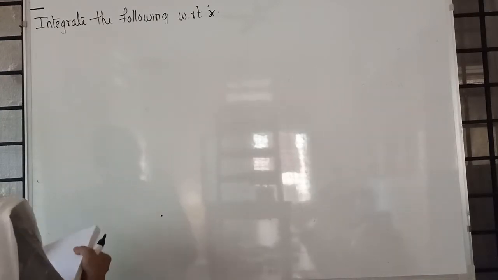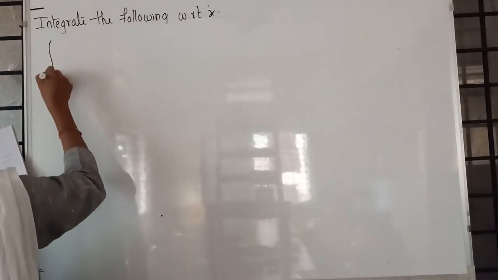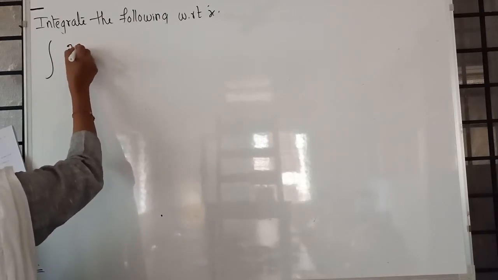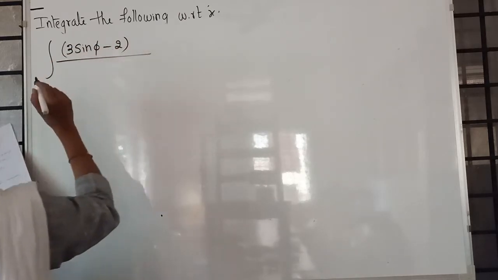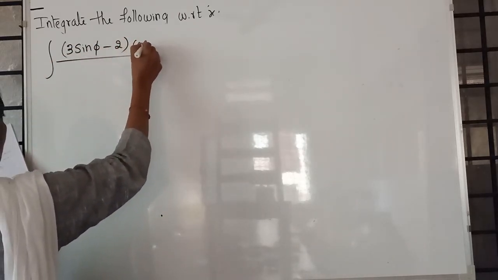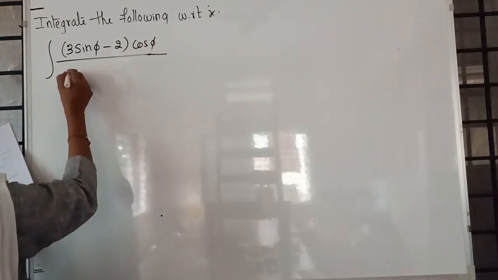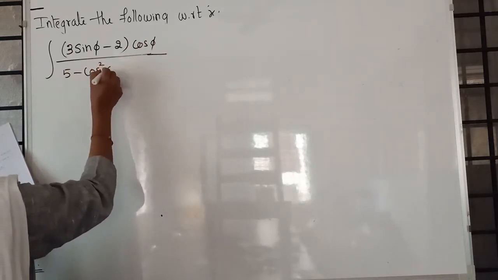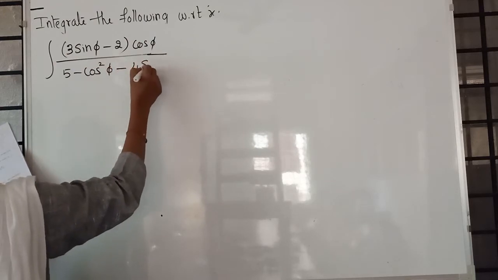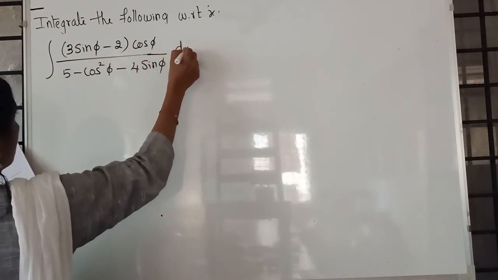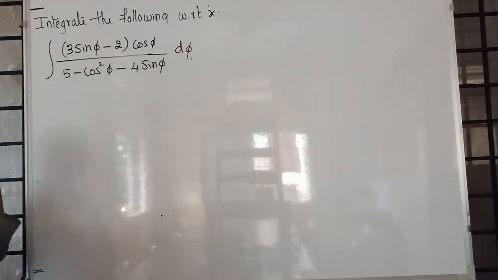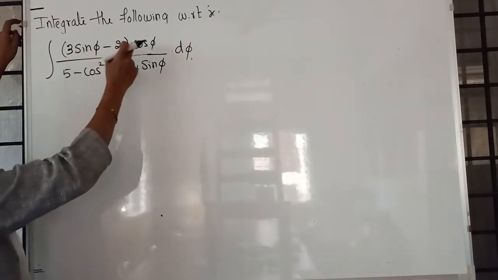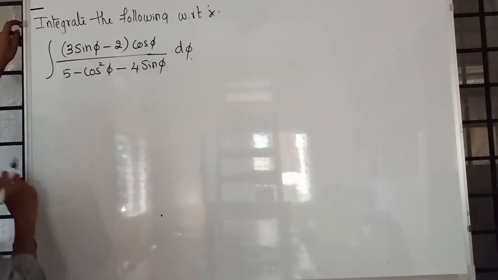Write down that example. Integration of 3 sin pi minus 2, please note down this symbol, into cos pi, upon 5 minus cos square pi minus 4 sin pi, into d pi. Here direct substitution is also not possible because in the numerator we have sin and cos, and in the denominator also we have sin and cos.